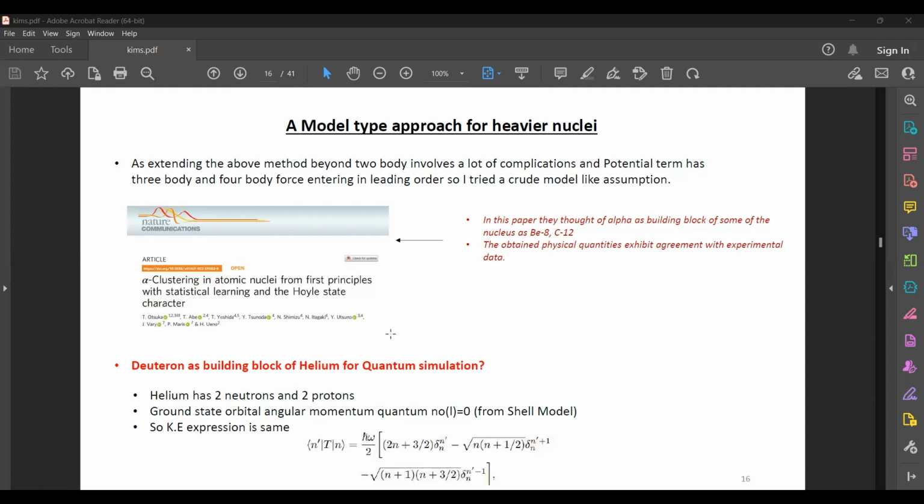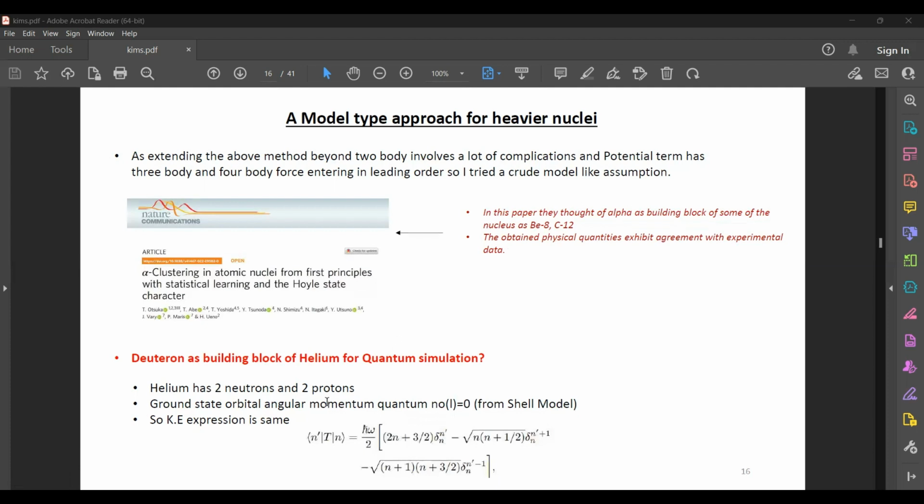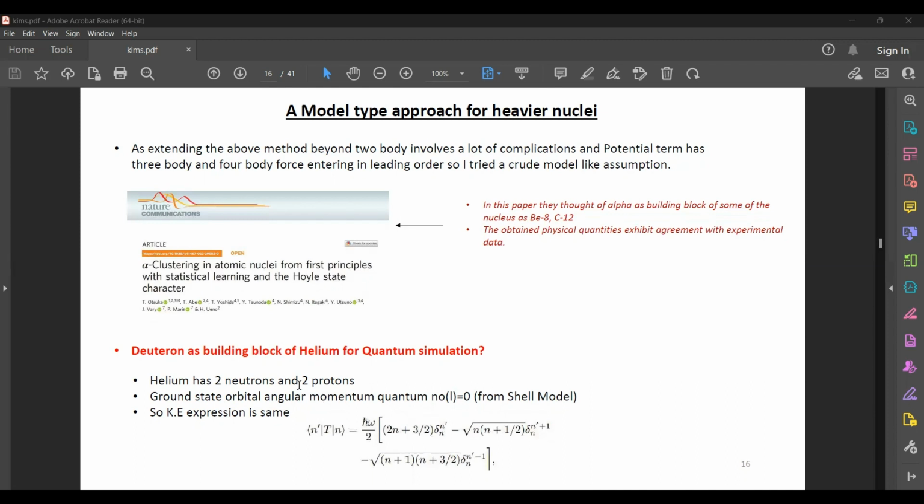So I took this concept and I thought that maybe I can use deuteron as a building block for helium, because deuteron has one neutron and one proton, and helium has two neutrons and two protons. So what I can do is treat two deuterons and use them as a helium.